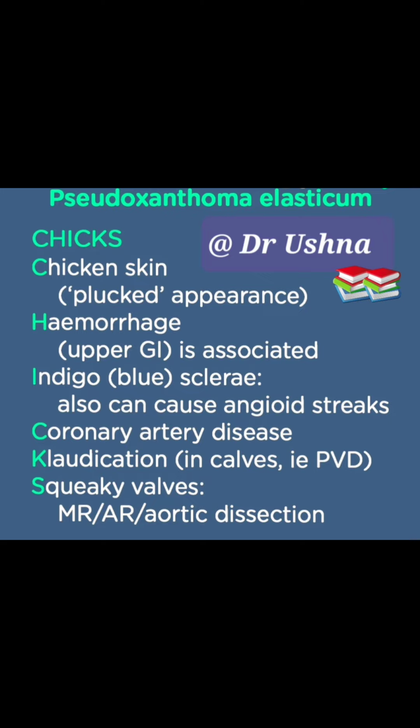Then indigo blue sclera, also called angioid streaks. Angioid streaks are radiating slate gray colored streaks that extend from the optic disc. Then carotid artery disease, claudication in the calves and peripheral vascular disease, and squeaky valves, which means MR, AR, and aortic dissection.